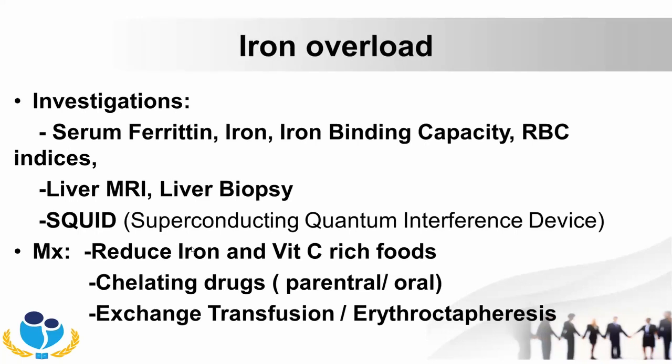To investigate patients who are receiving blood frequently, what we can do in our setup is serum ferritin. If we have the facility, we can do iron binding capacity and RBC indices. But the most important and sensitive test is liver MRI. If possible, liver biopsy is the most important and more sensitive than serum studies.